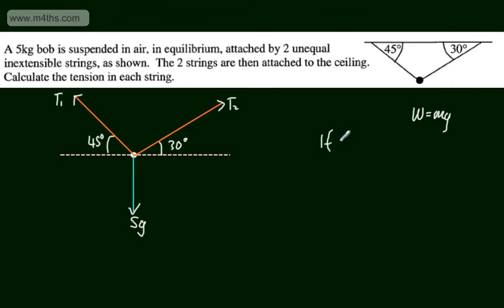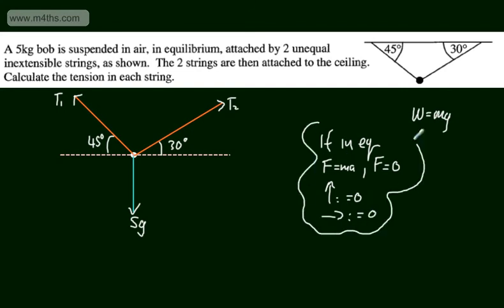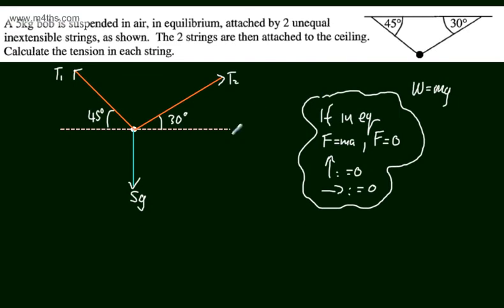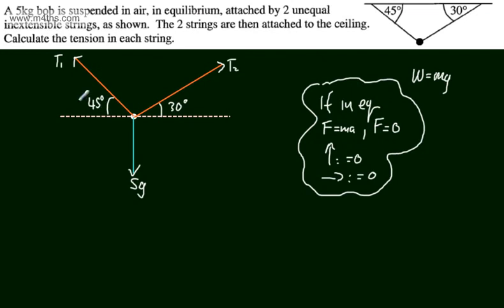So what we can state at this stage, if in equilibrium, F is equal to ma, we will have F is equal to 0. So resolving upwards, this is going to give us 0. Resolving across or horizontally, that's going to give us 0. What we've got here now are 2 unknowns, and we need to go ahead and find them. We need to calculate the tension in each string. So if I resolve horizontally, I can get an expression for T1 in terms of T2. If I now resolve vertically, I'm going to still have an equation involving T1 and T2. So what we're going to end up with is simultaneous equations.